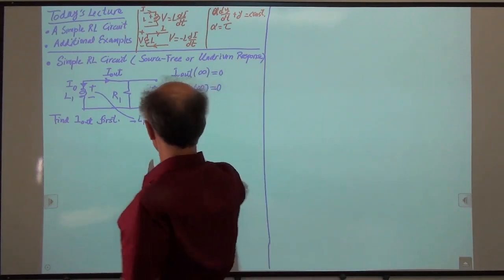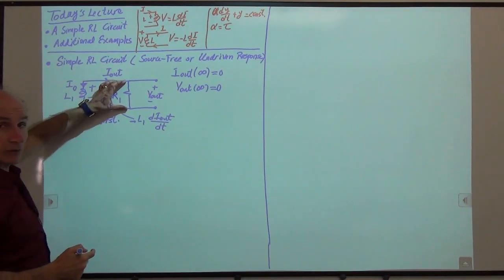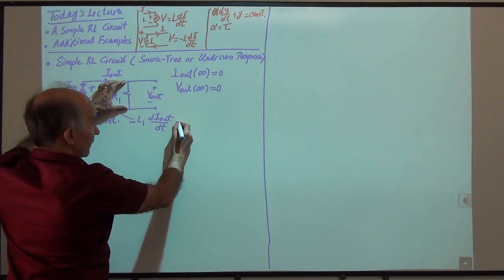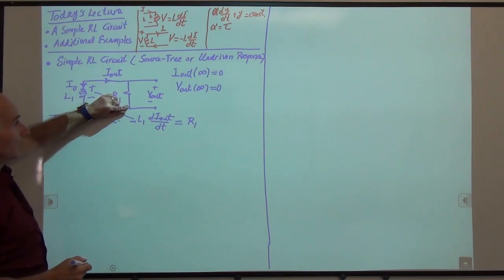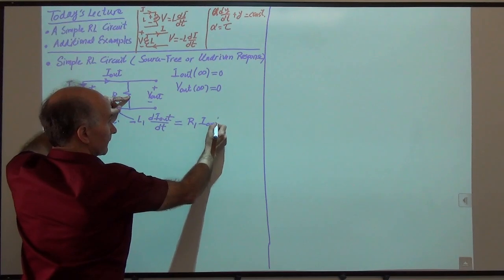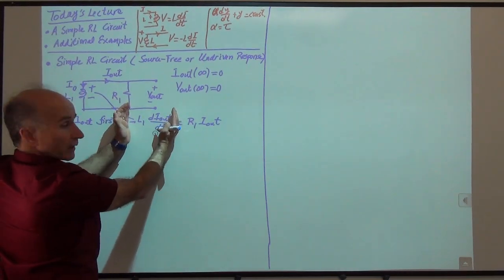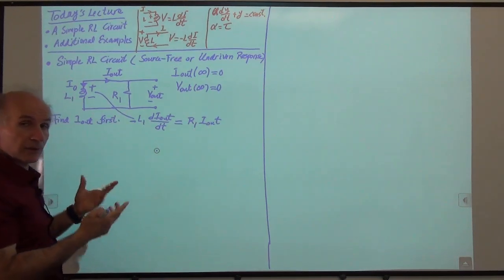So this is the voltage across the inductor, right? This voltage is the same as the voltage across the resistor. So let's equate that to R1 times the current through R1, which is I out, right? Or you can say the voltage across the inductor divided by the resistor gives us the current through the resistor, right? Either way.